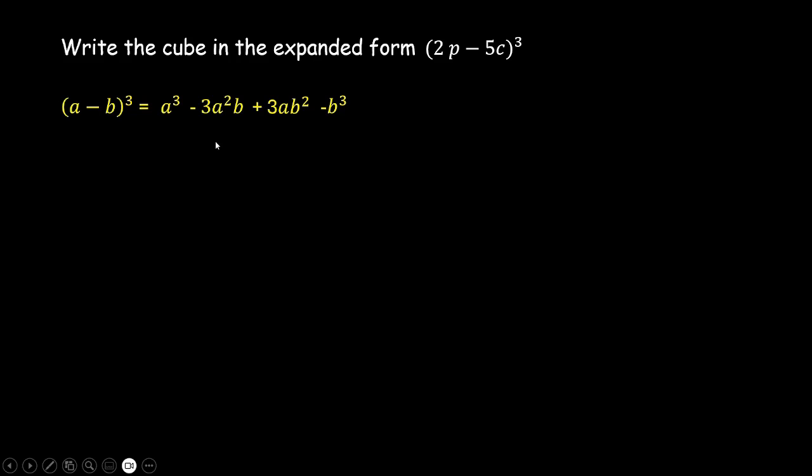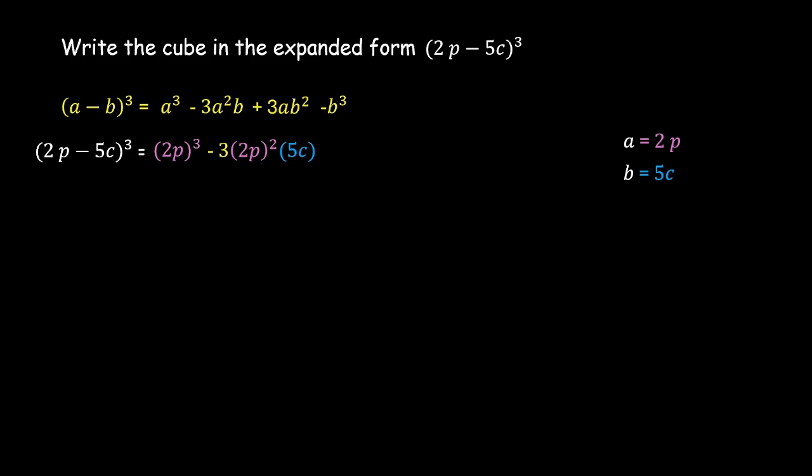Now over here we need the expansion of (2p − 5c) whole cube. So that means a is 2p in this question and b is 5c. So a cube means the cube of 2p, and minus 3, a square is the square of 2p, and b is 5c. So we are just substituting the values over here. Plus 3 into 2p into (5c) square, minus (5c) cube.